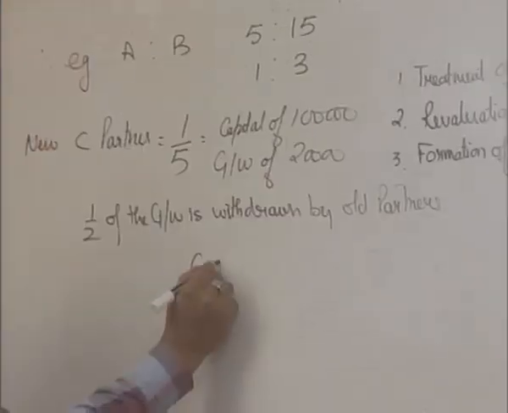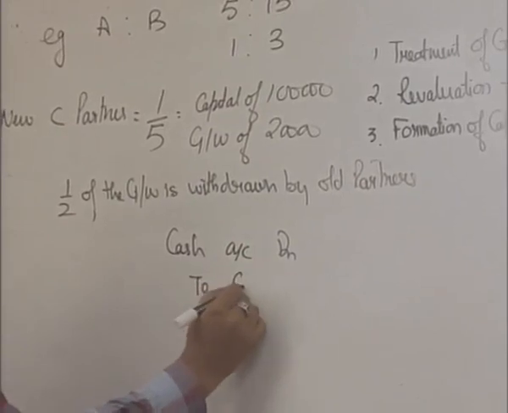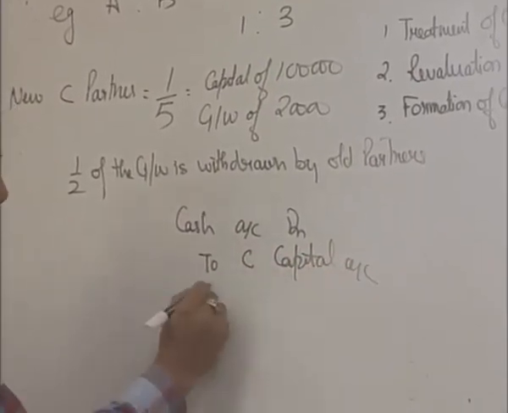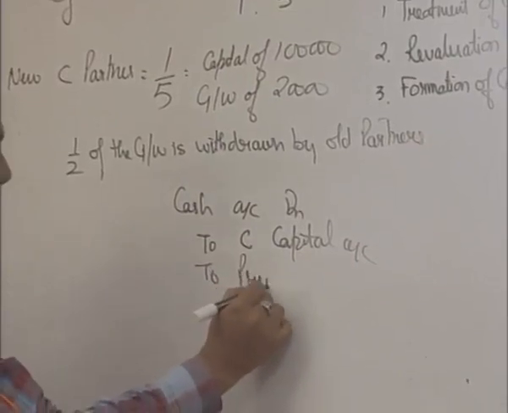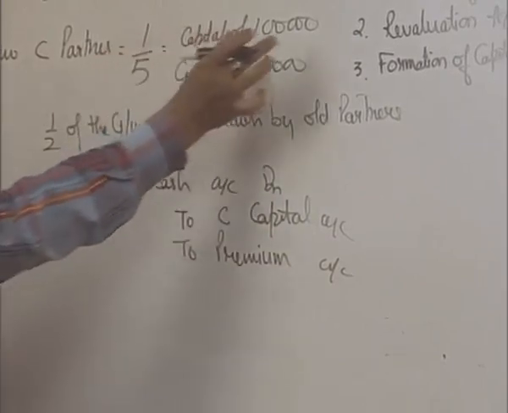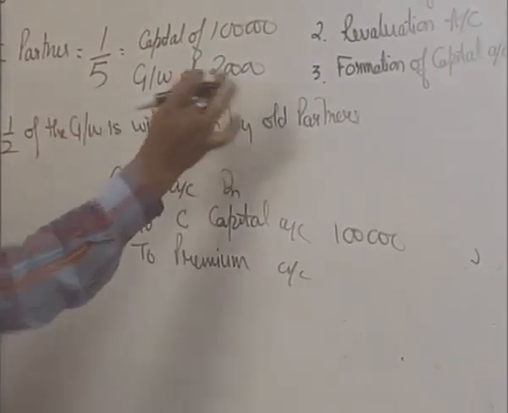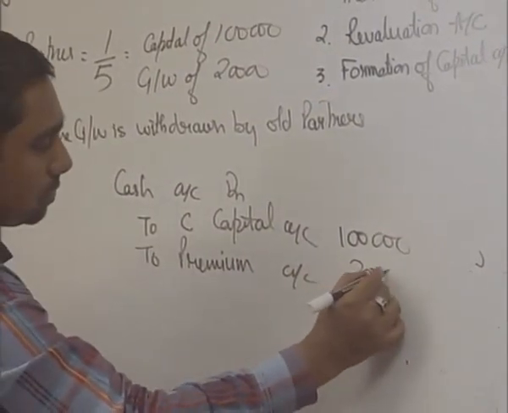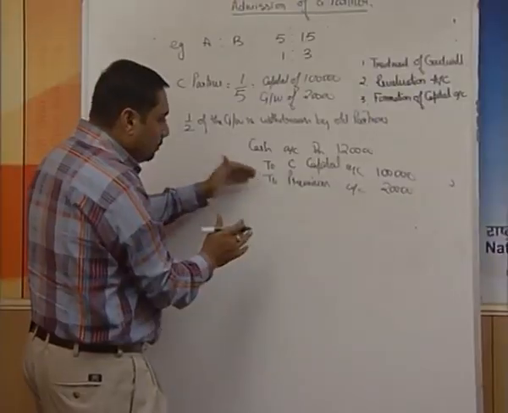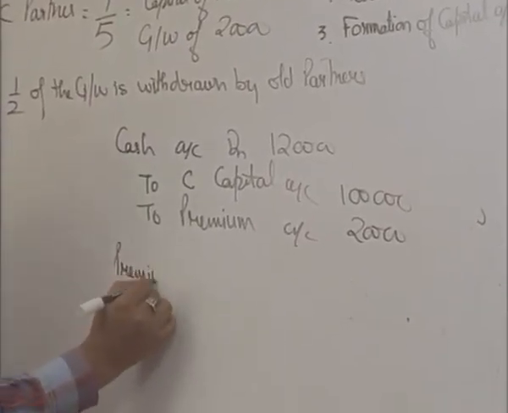First entry is going to be cash account debit to C capital and to premium account. Capital brought by C is 1 lakh, given in the question. Premium brought by C is 20,000. So the total cash is 1,20,000. Once this premium is there with us, distribute this amount among the partners.